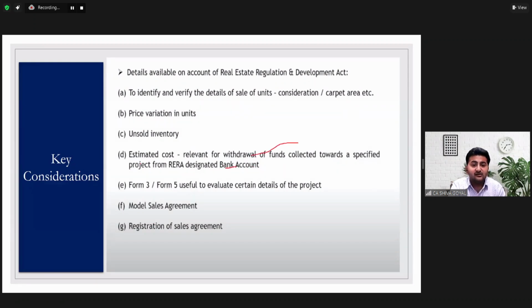In RERA, there is a designated bank account and a 70-30 rule. 70% of the money collected from the customer has to be deployed towards the specified project itself, and 30% can be used for general business purposes. Whenever the 70% money is withdrawn by the developer and the funds are utilized, the CA certificate comes into play.